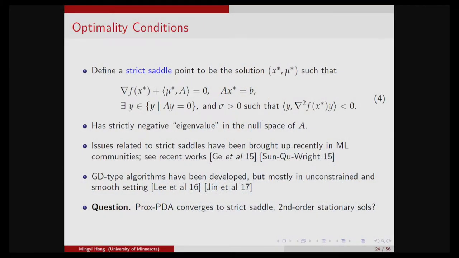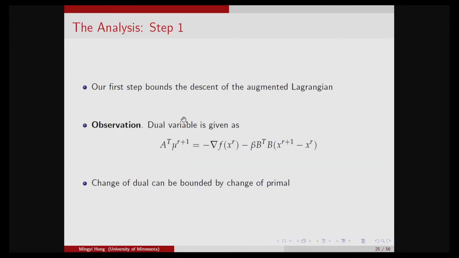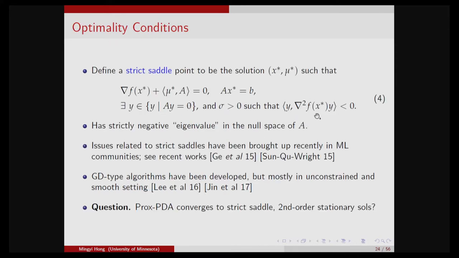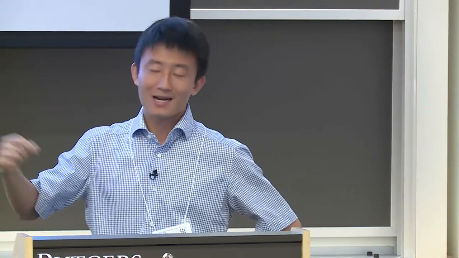Also related is the definition of a so-called strict saddle point for a solution pair x star and mu star. A strict saddle point is a saddle point that satisfies the first order condition, but does not satisfy the second order condition. The first order condition is this. The second order not being satisfied means that there exists a direction y that you can walk through so that multiplying by the Hessian gives a value strictly less than zero. So this direction can actually decrease your objective function. Although your first order condition is satisfied, the second order is not. All right, so it has a strictly negative eigenvalue in the null space of A.